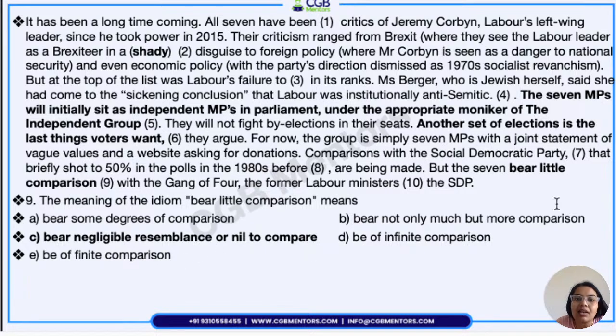Okay, little comparison से आपको याद रखना. एक रूल होता है whenever we use little without a or the without article, it actually means nil, nothing. I have little strength left in me. That means I have no strength left in me. Super tired. अभी तो एक काम भी नहीं होगा. तो वहाँ पे bear negligible resemblance और nil to compare इसका मीनिंग है.